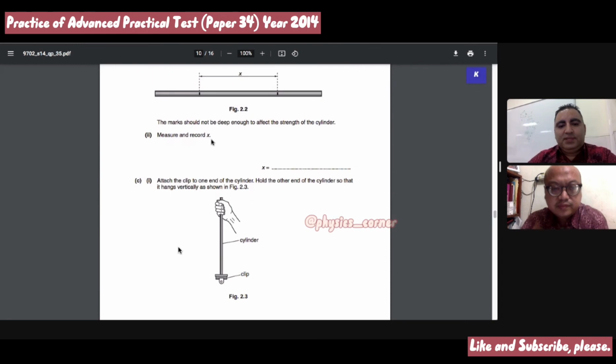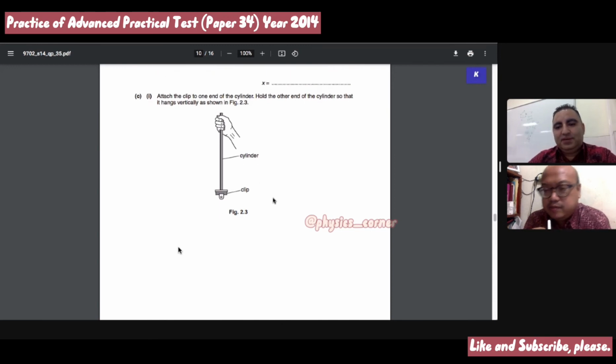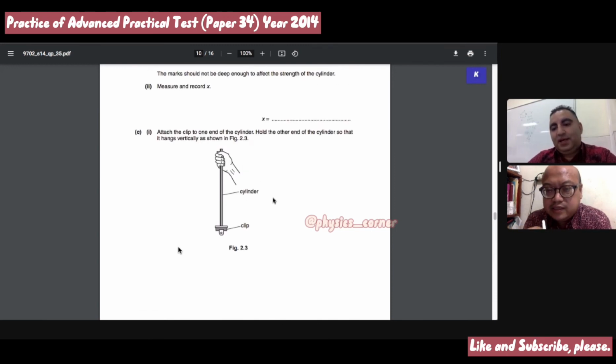Then the next one is the same again: measure and record x. If it is 5, same thing, use the point something. Everywhere, if they are using a ruler with millimeter scale, write 5.0, 10.0 and so on, in millimeter. Because if they do not write the decimal, the examiner will think that this ruler did not have a millimeter scale.